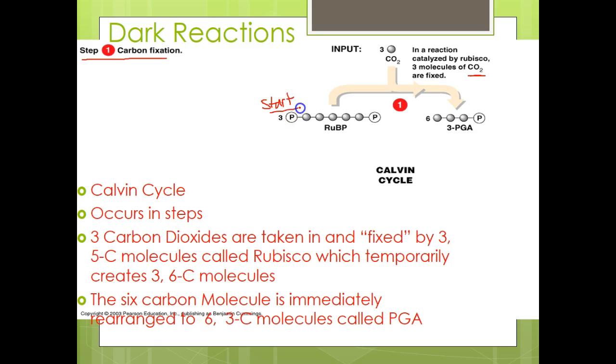So this is where we're starting. We're going to start with 3 molecules of RuBP. That's ribulose 1,5-bisphosphate, and you don't need to know the long name. You can call it Rubisco, and you can see that right here, or you can just call it RuBP. Ribulose 1,5-bisphosphate is basically a ribulose with a phosphate attached to the first carbon and the 5th carbon. So that's ribulose 1,5-bisphosphate.